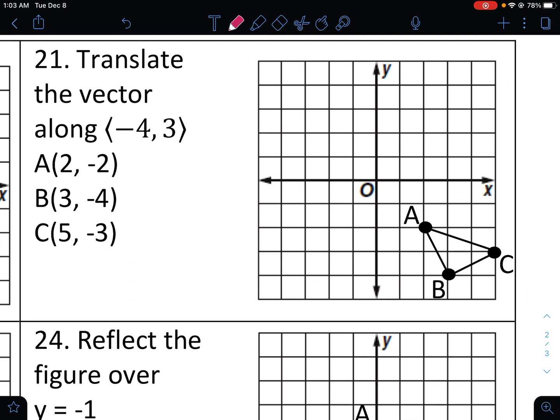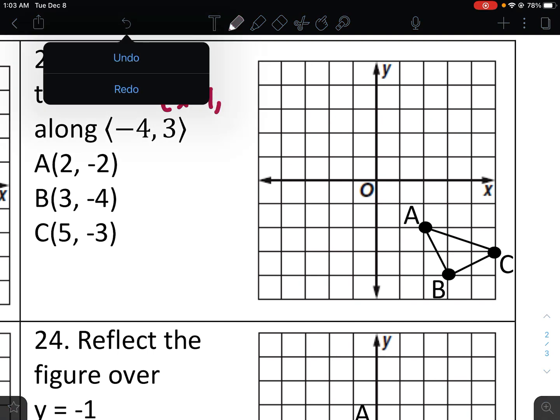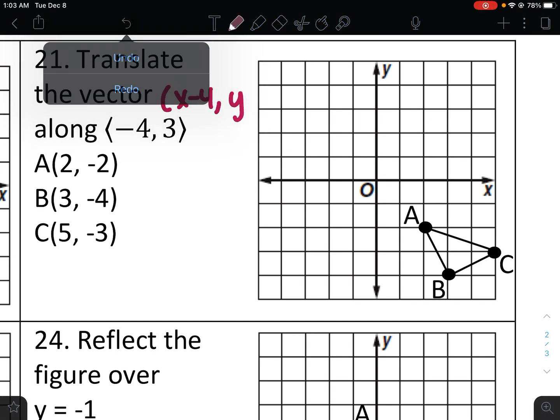Number 21. Translate the vector for -4, +3. So if you want to, you can literally just do x minus 4, y plus 3, like we did for number 19. Or you can count, like we did for number 20 for this one.